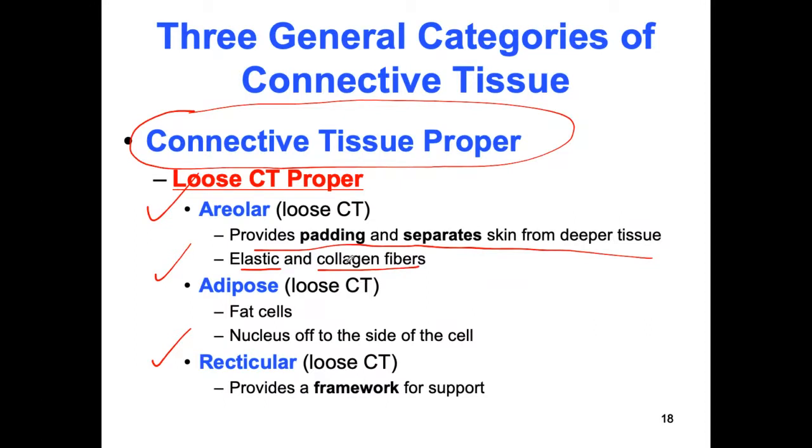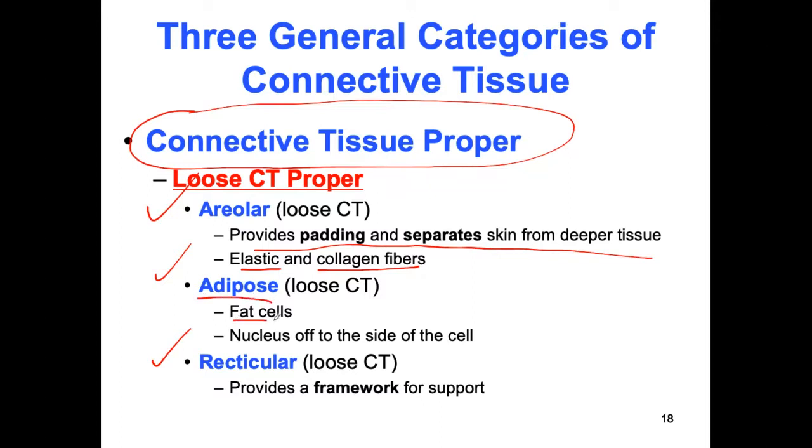These are elastic and collagen fibers. These are types of proteins, and these proteins can add to the strength or to the flexibility of certain parts of the body.